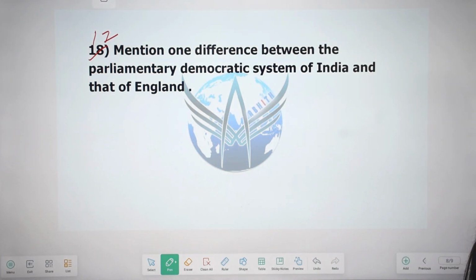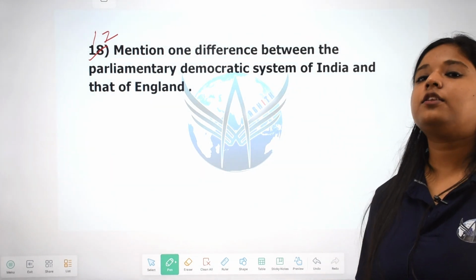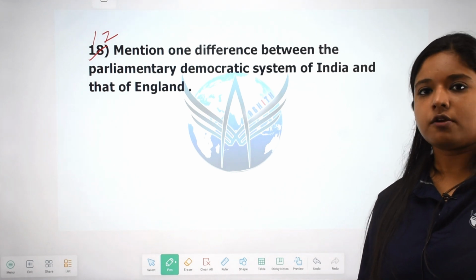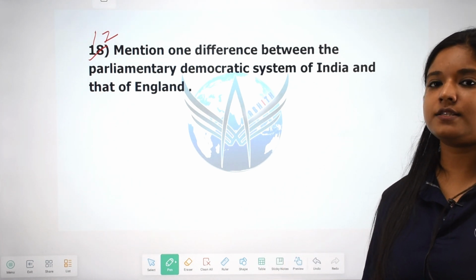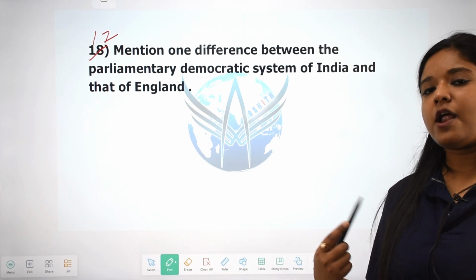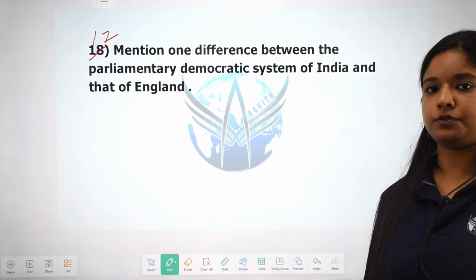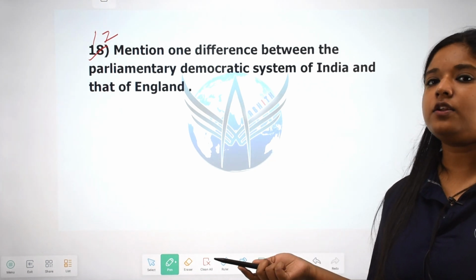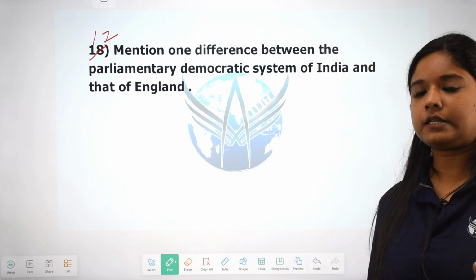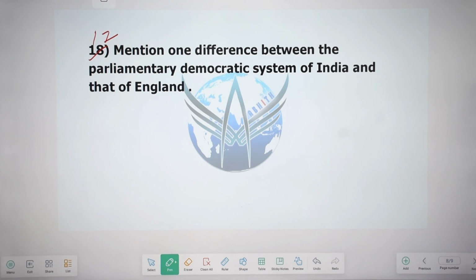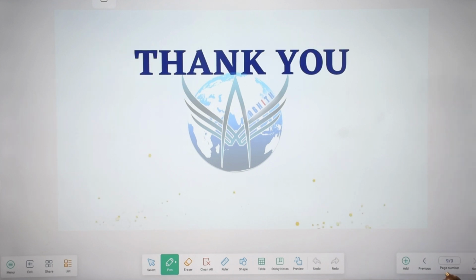Next, mention one difference between the parliamentary democratic system of India and that of England. The Indian head of the state is the President. The head of the state of England is the monarch, the queen or the king. The queen recently died, and after her death her son is now the monarch. India's head is not hereditary; we people choose and elect him. But England's is hereditary: when the queen died, her son became the monarch. So India and England have some differences in their parliamentary forms of government.